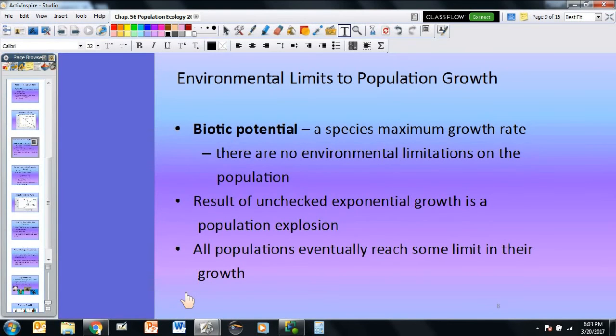Another way that biologists look at populations is to see what their overall population growth rate is, and they begin by looking at their biotic potential. This is what a species could do if there were no environmental limitations. So how fast could a population grow? How many babies could an individual make if there was no limit on the amount of food, the amount of water, the amount of space? There were no predators. Everything was absolutely perfect.